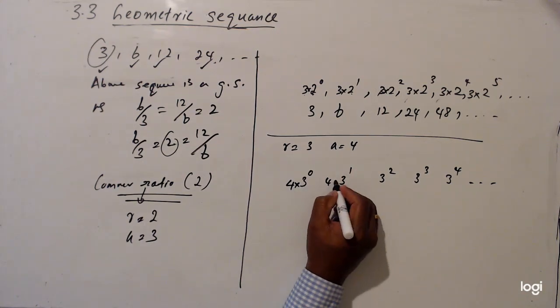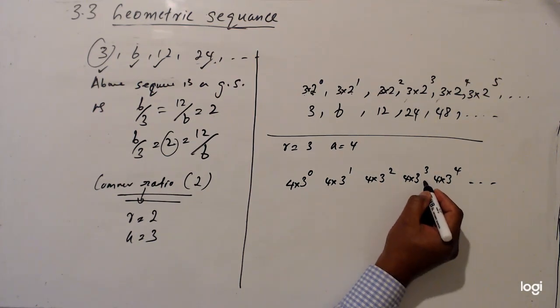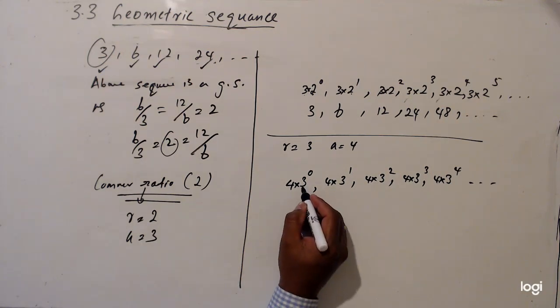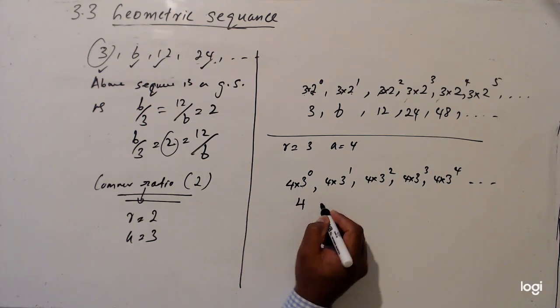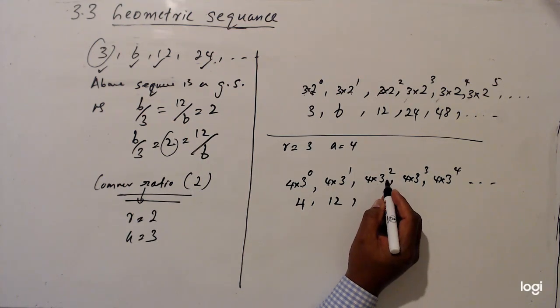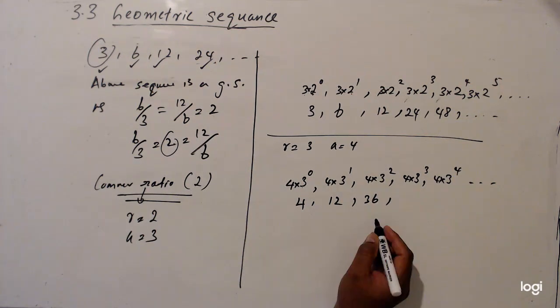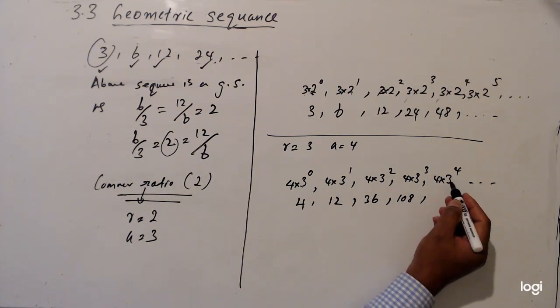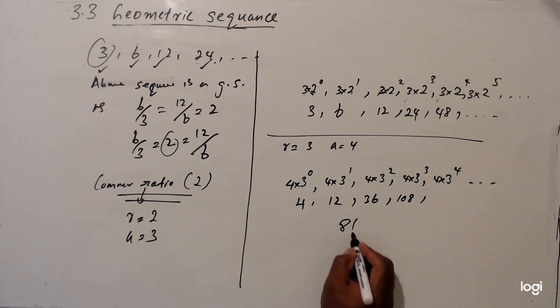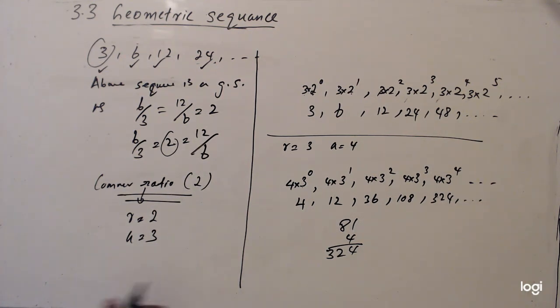Then we have to multiply by the first term. So 3 to the power 0 is 1, so this is 4, and this is 12, and this is 3 squared, 9 times 4, 36, and this is 27 times 4, 108, and this is 81 times 4, 324. Likewise.